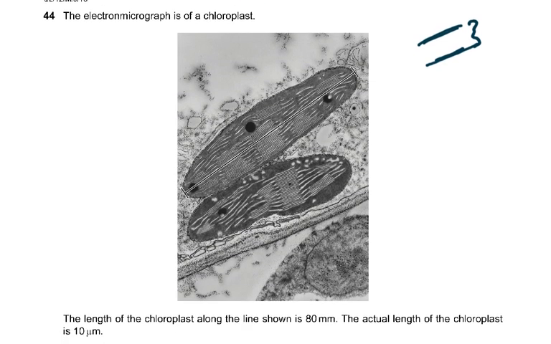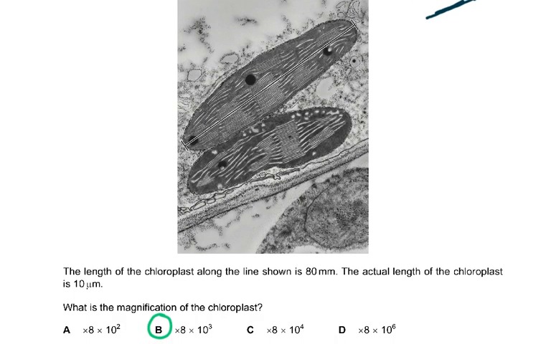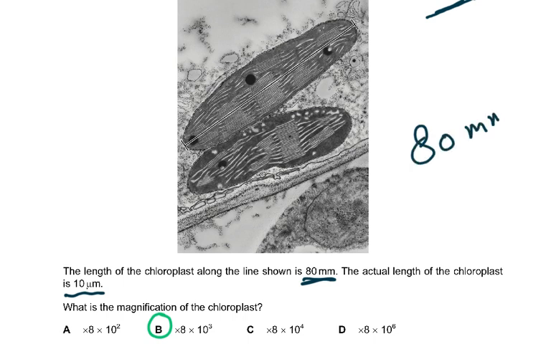The electron micrograph is of a chloroplast. The length of the chloroplast along the line shown is 80 millimeter. The actual length of the chloroplast is 10 micrometer. So they've given you that in the diagram it is 80 millimeter. Now I always say convert it into micrometer.